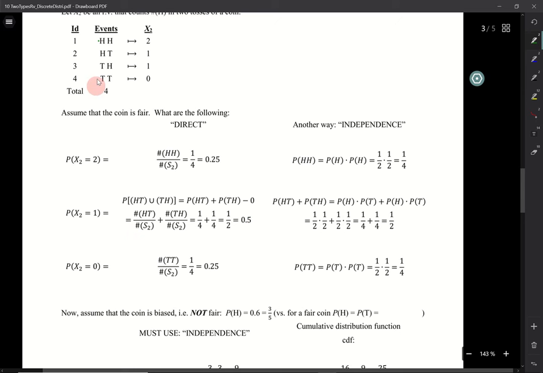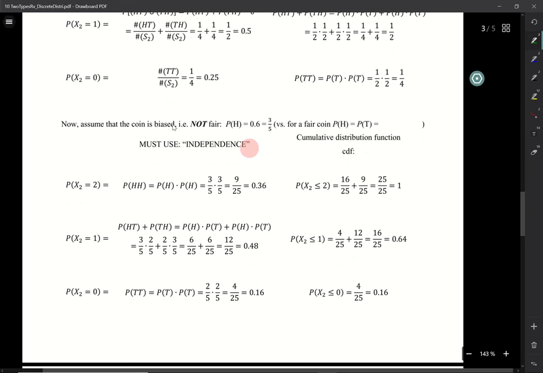And then finally, how do you get no heads? Well, you flip two tails. So what's the probability of that? It's 1/4, so it's 0.25. You can do it the direct way, or you can do it through independence and multiplying, and you get the same answer.